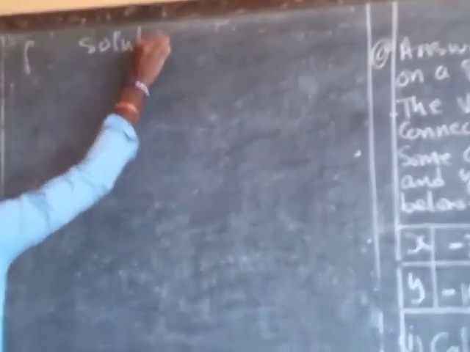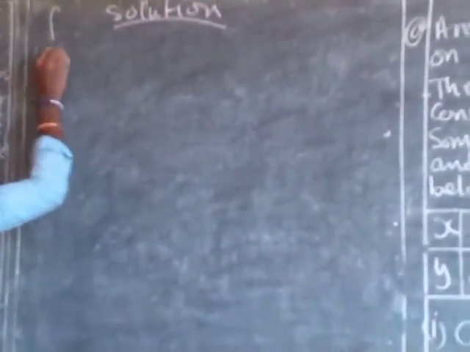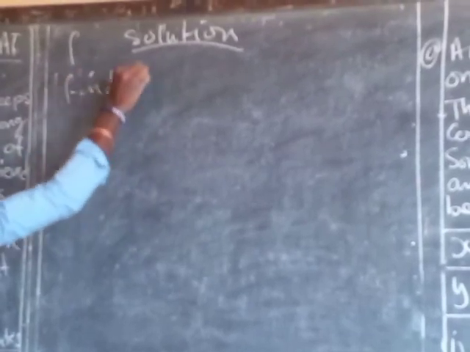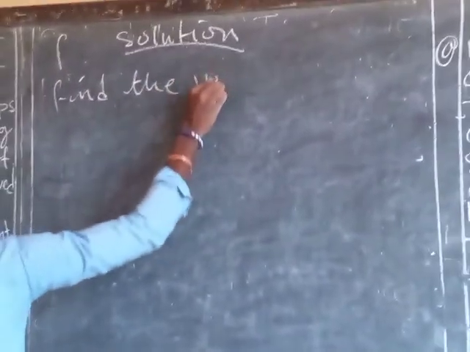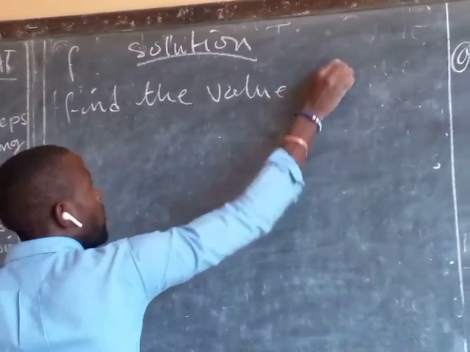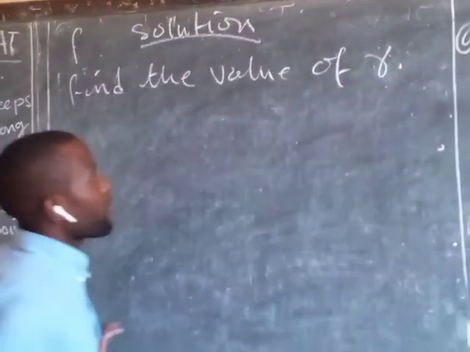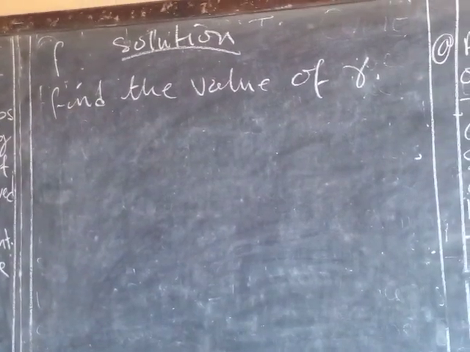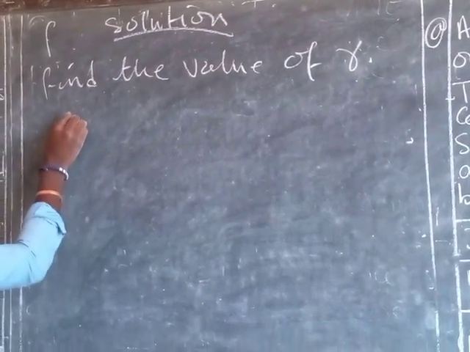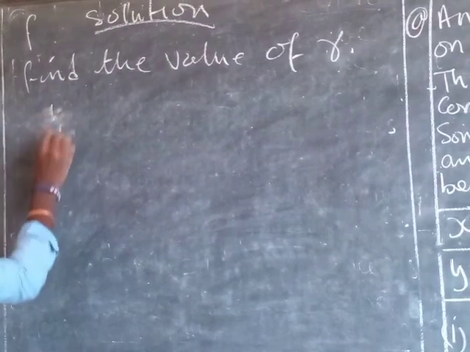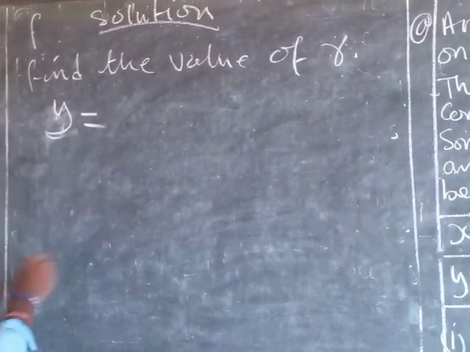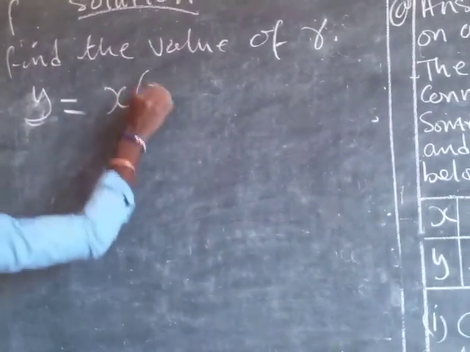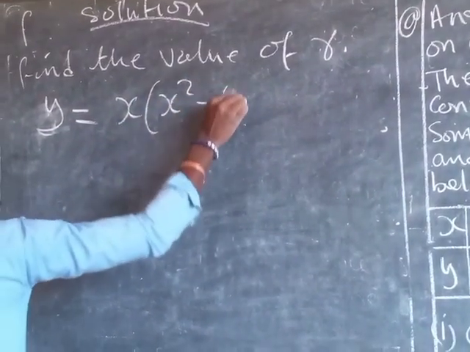So we are told that we should find the value of r. That is the question. How do I find the value of r? It's very simple. We know the equation that they have given us is y is equal to x, open bracket, x squared minus 4.